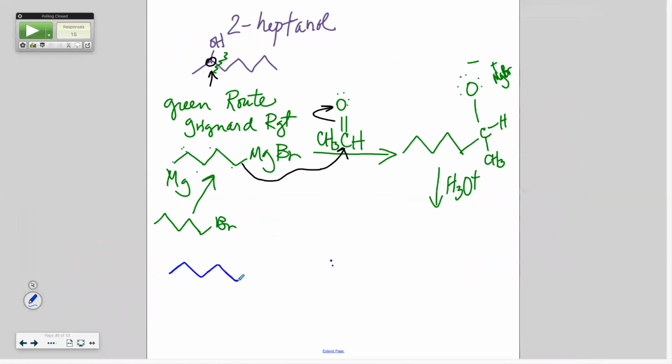1, 2, 3, 4, 5, 6, 7. Okay, this carbon here comes from the carbonyl compound. Does the carbonyl compound have to be the left side? Couldn't it be the right side? Okay, so what if I split it there? What would be your Grignard reagent now? A methyl. Yeah, just a methyl.